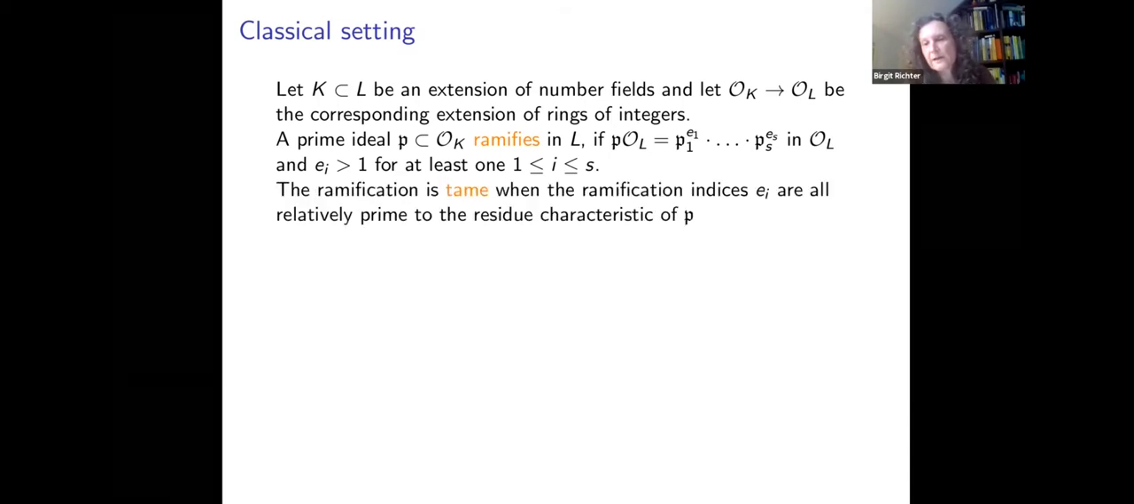Ramification can be tame or wild, so it can be okay or pretty nasty. You have a prime ideal, a non-trivial one, so you can build the residue field, and this has finite characteristic. And then you say that the ramification is tame if all the indices that you have are relatively prime to the characteristic of the residue field. Otherwise, you just call this wild.